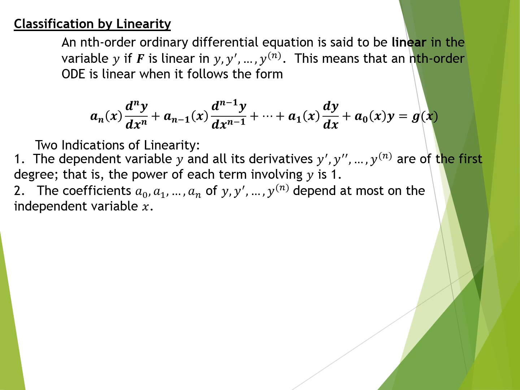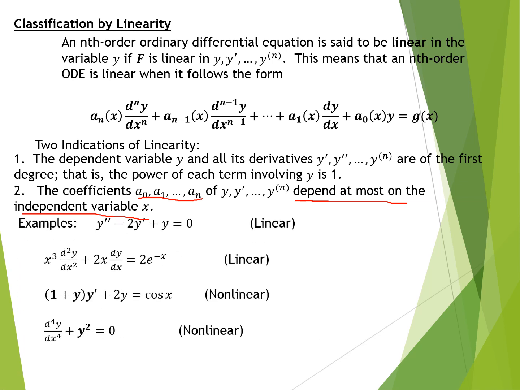And then the next is the coefficients. These are the coefficients a0, a1, an of y prime, y double prime, y^n, which depend at most on the independent variable x, or they could be constants. Let's have an example. y double prime minus 2y prime plus y equals 0 is linear. Why? These are all first degree, and the coefficients are just constants, and the right side is also a constant, 0. So this is linear.